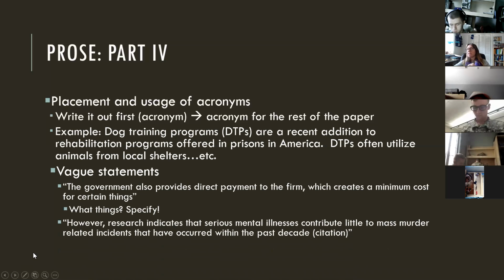However, research indicates that serious mental illness contributes little to mass murder-related incidents that have occurred within the past decade. Oop, froze again. Provide the figure, right? So if you're saying that they've contributed very little, I'd like to know that number. So very little could mean, you know, are we talking 1%? Are we talking 5%, 10%? We need to know that number.